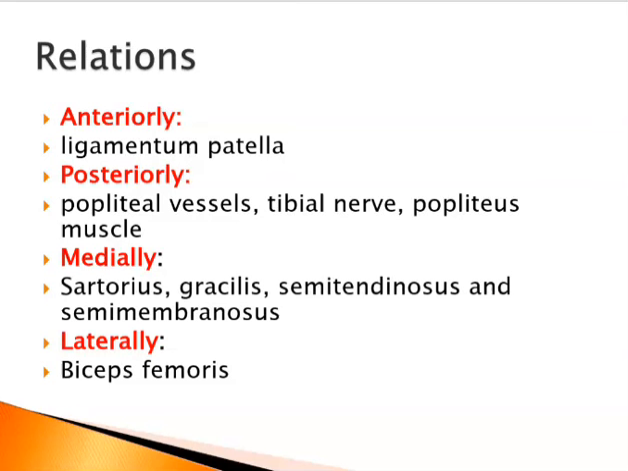Relations. The important relation anteriorly is ligamentum patella. Posteriorly, the relations are popliteal vessels, that is vein and artery, their branches, tibial nerve and popliteus muscle. Medially, the relations are the muscles sartorius, gracilis, semitendinosus and semimembranosus. Lateral, the relation is biceps femoris.